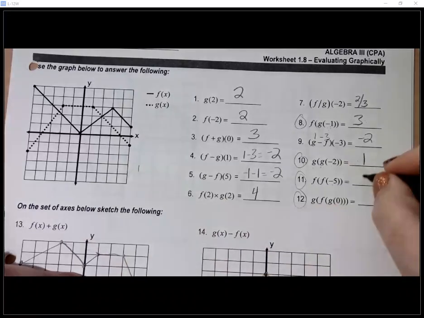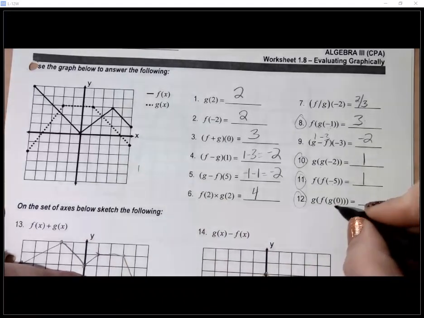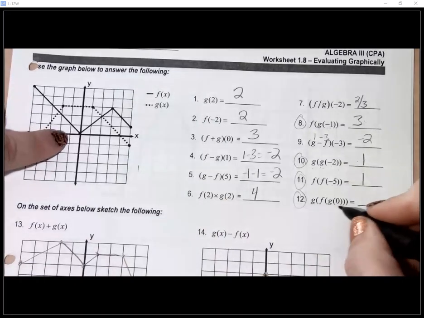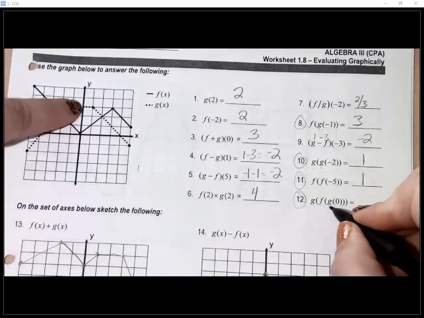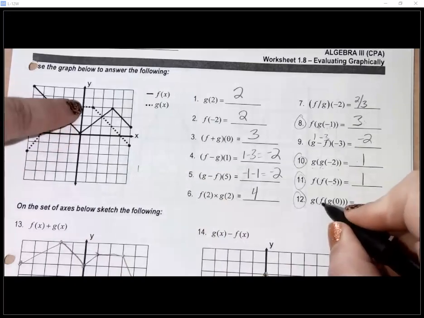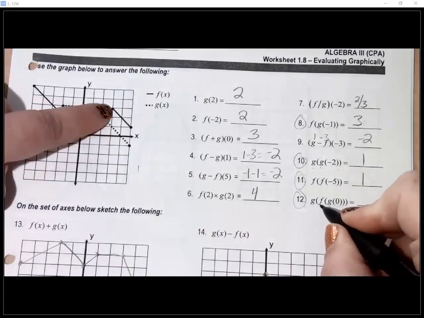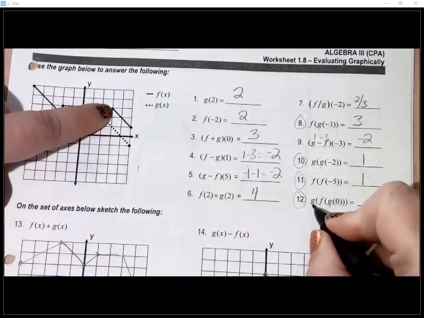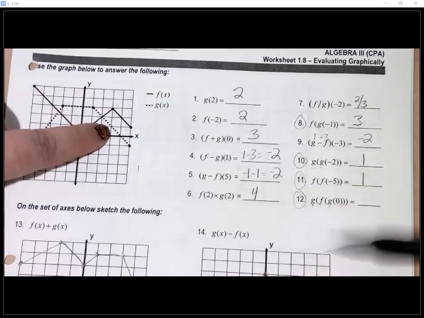And then the last one, oh boy, you got a couple of hoops to jump through, but no big deal. So the G function of 0 is 3. So I just figure out what the value of F is at 3, +3, and then I figure out what the G function is at +3. I end up with a +1 for that one also.